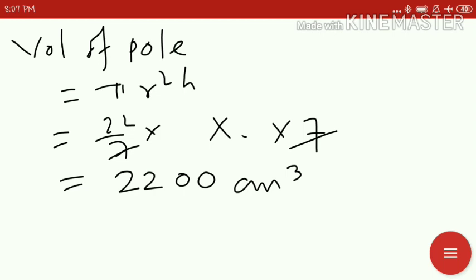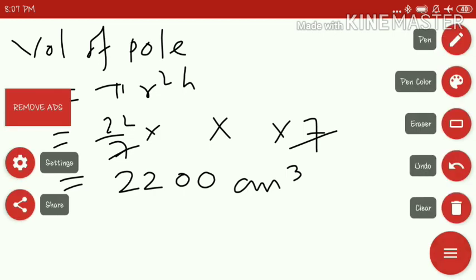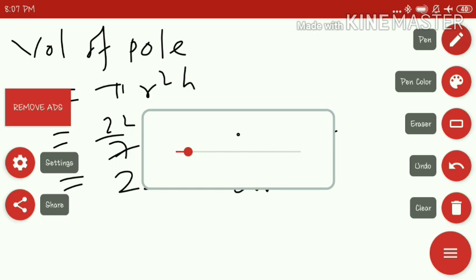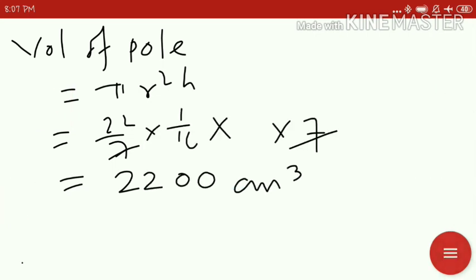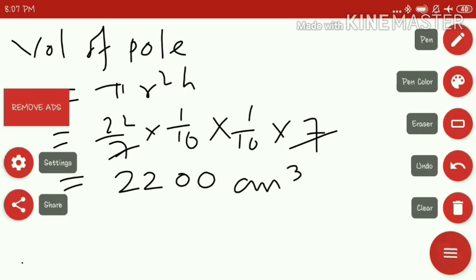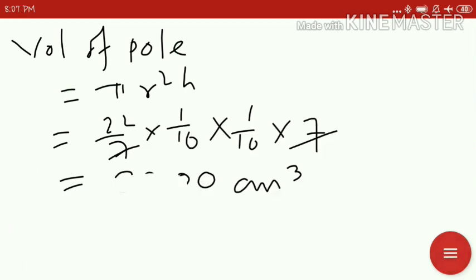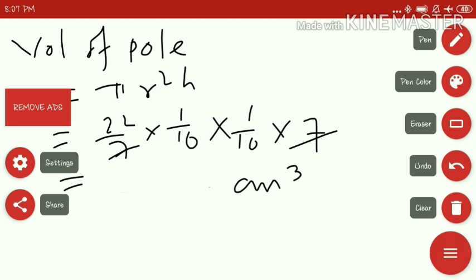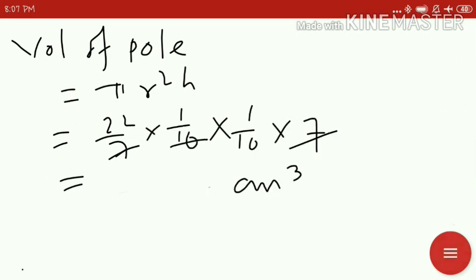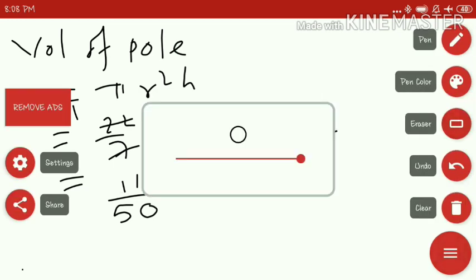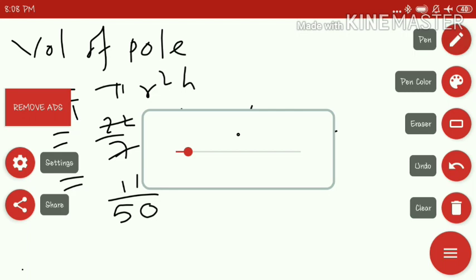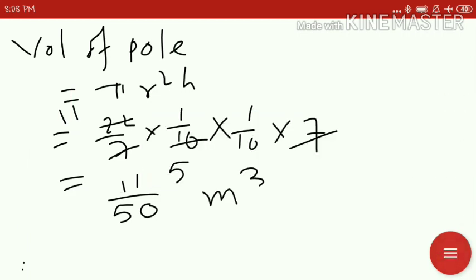Yes, the radius is 1 by 10. I have converted it into meter. We have to take that form, 1 by 10, 1 by 10. So the whole thing is going to convert in this form: if we cancel this 11 and 5, 11 by 50 centimeter cube. No, again it is wrong. It is meter cube, not centimeter cube. Now that's correct. That's 11 by 50 meter cube.